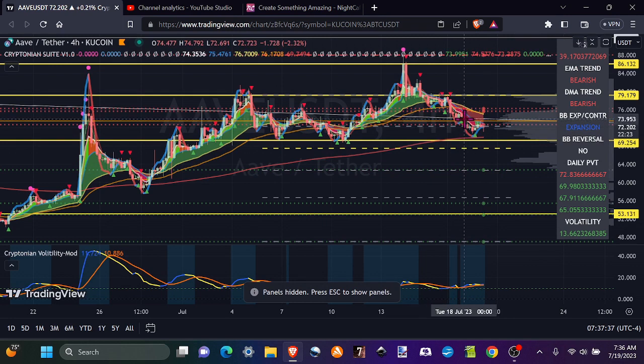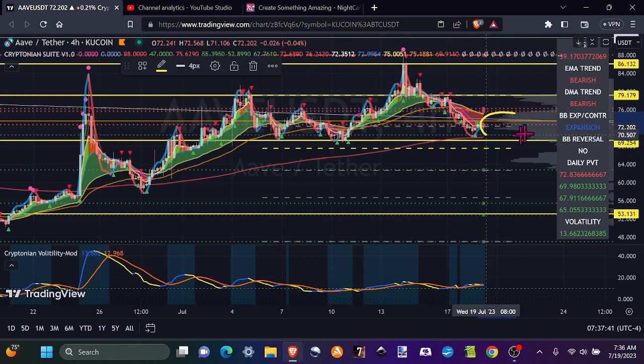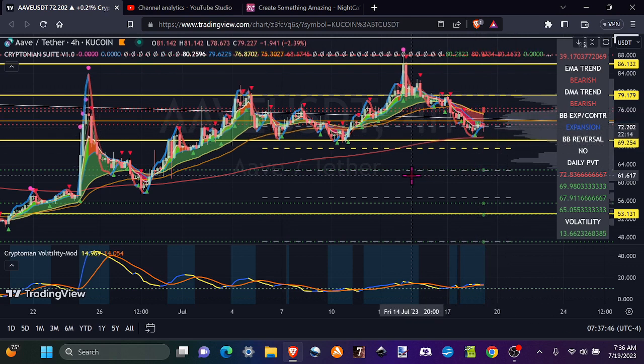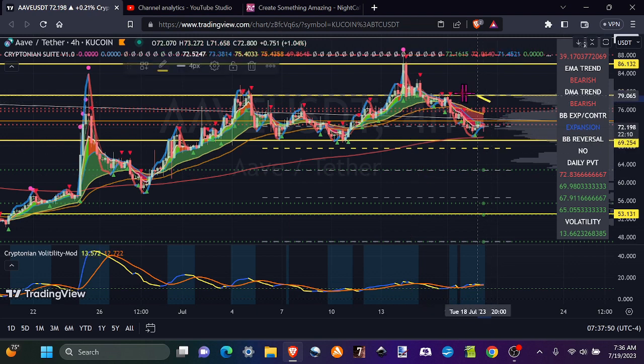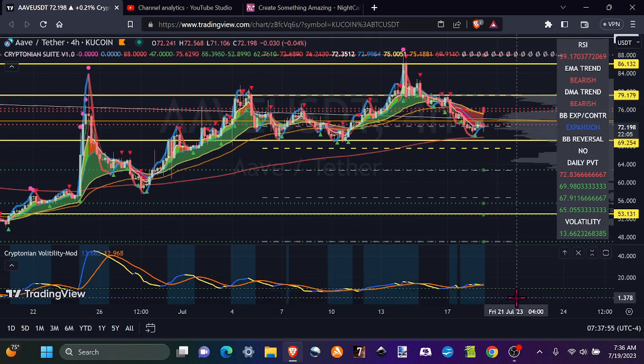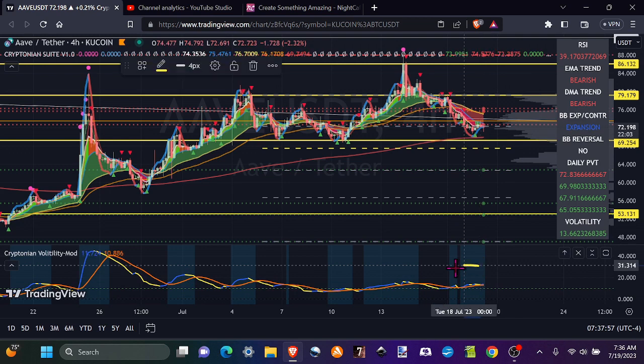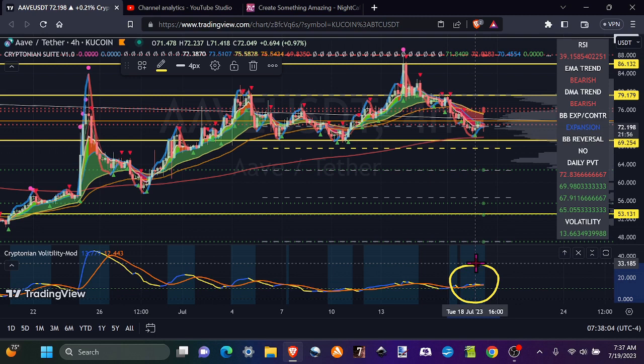Point of control is 73.61. It's right here. That's that volume node, 73.61. We are currently below that, so technically a little bit bearish. We're in a bear cloud. You can see here we did have the flip, and we are in a downtrend, not in a downtrend, what am I trying to say? A contraction. Or, excuse me, not contraction, expansion to the downside, right?